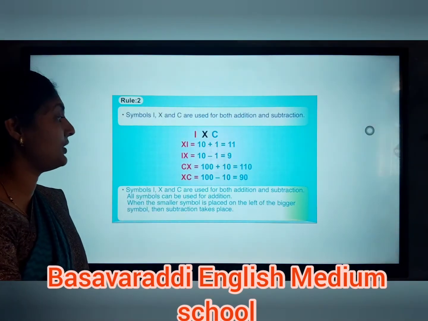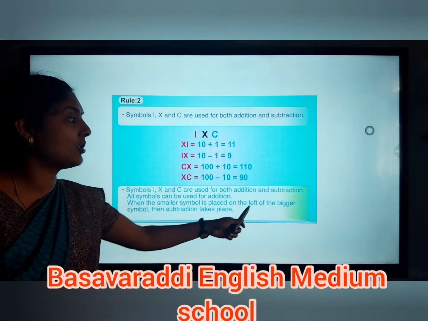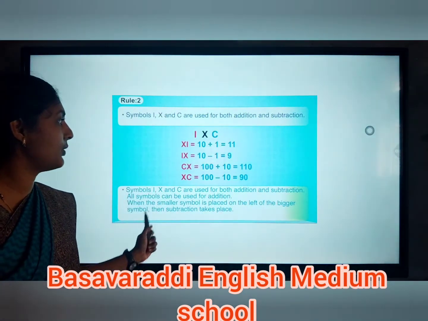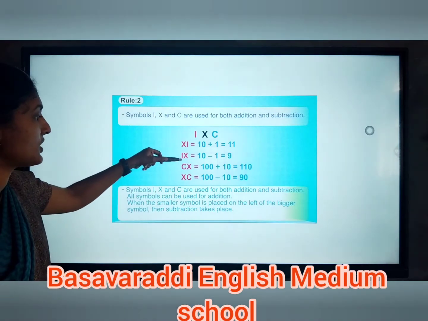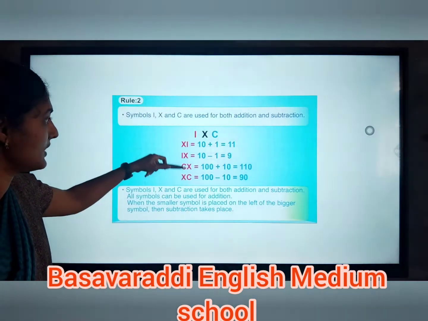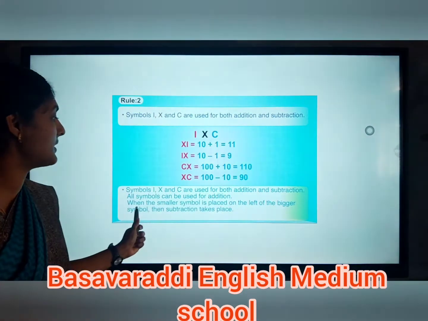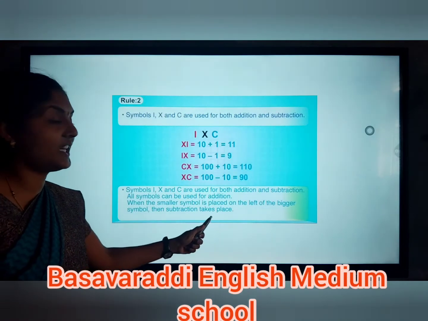All symbols can be used for addition when the smaller symbol is placed on the right of the bigger symbol. In the second and fourth examples, the smaller symbol is placed on the left of the bigger symbol, then subtraction takes place here.